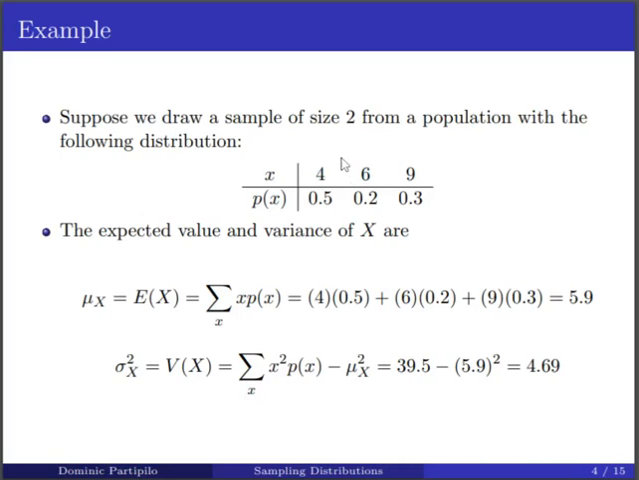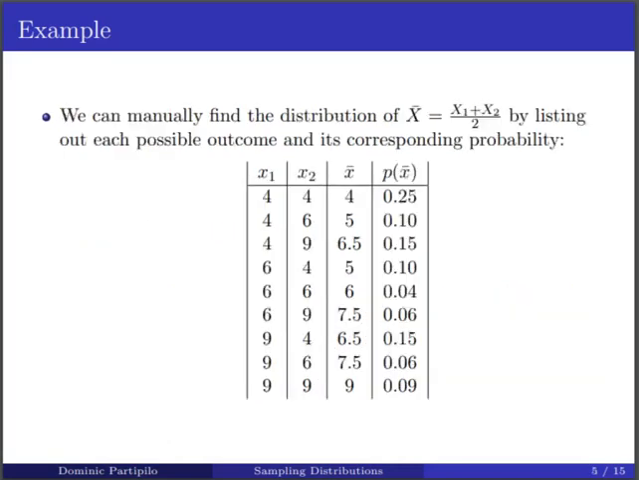But we know the probabilities of getting each of those combinations because they're independent draws, so that means we can just multiply their probabilities. So the probability of getting 2 4s, for example, would be 0.5 times 0.5. So in that case, it would be 0.25. So that's why we have that listed right here.